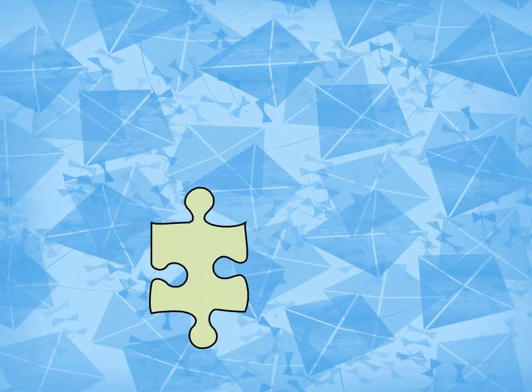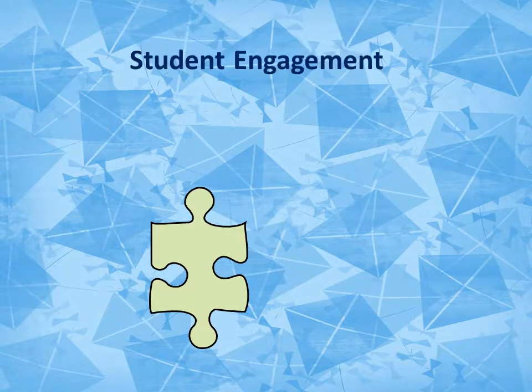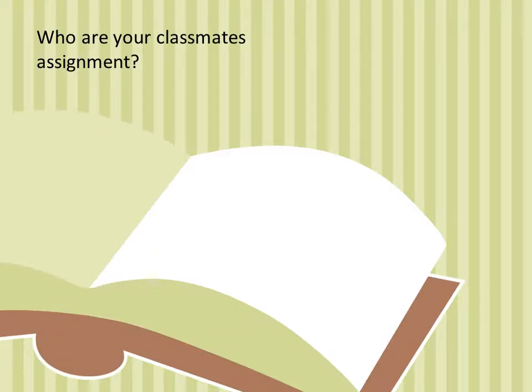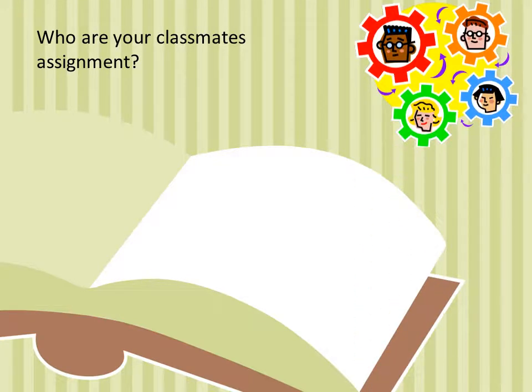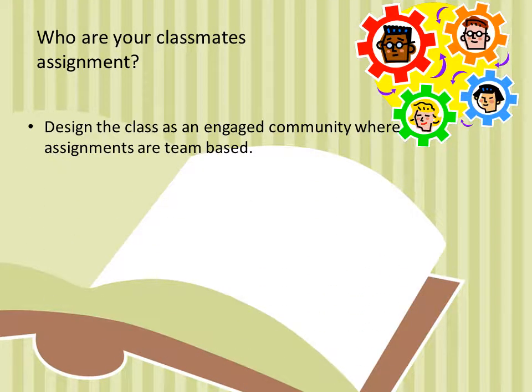The third piece to the puzzle is student engagement. Who are your classmates? You want to know who your classmates are. The previous slide talked about your human presence as a student. You want to design a class assignment that engages the community, where assignments are team-based.